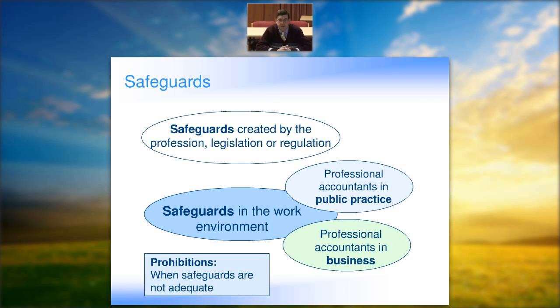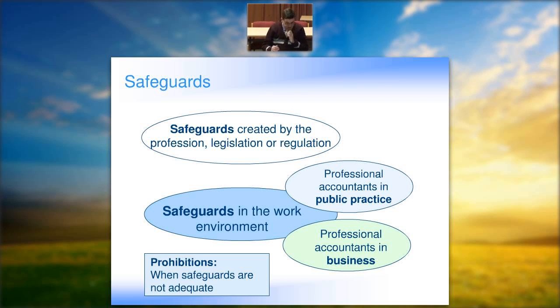Again, this is just setting it up. This talks about the types of safeguards that there are. And basically, it says that there are two types of safeguards, although some textbooks say there are three. But in this particular case, we're talking about two types. One is safeguards created by the profession, legislation, or regulation. So in other words, the IESBA doesn't go around making up these standards for the fun of it. It doesn't go around making up these standards just to make life difficult for auditors. It goes around making up these standards to make it easier, if you will, for auditors to act in an ethical manner.